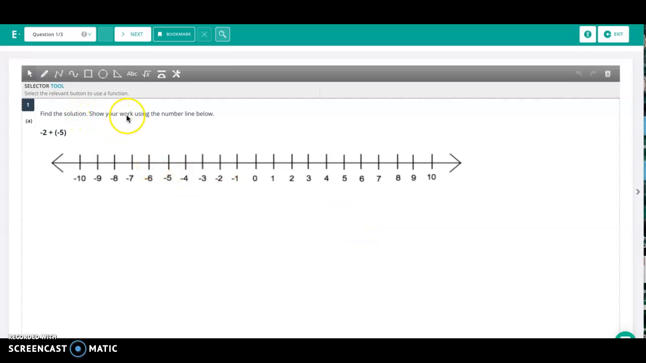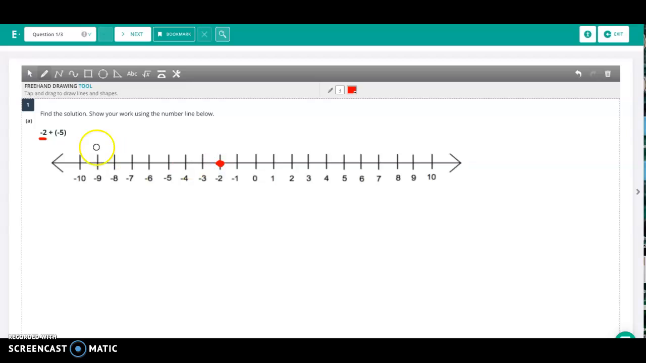Find the solution, show your work using the number line below. So to do this, the first thing I need to do is mark my first integer on my number line. So the first integer is -2. So I'm going to find -2 on my number line, and it's right here.